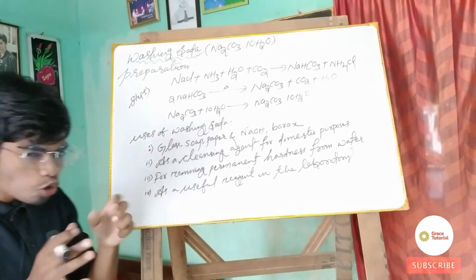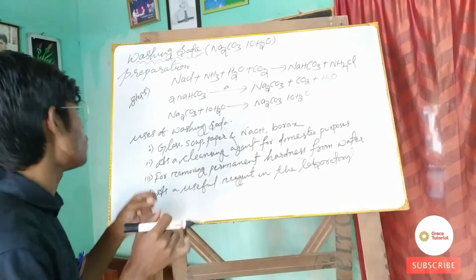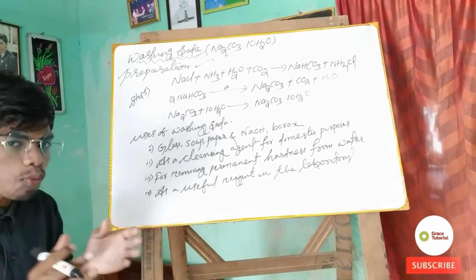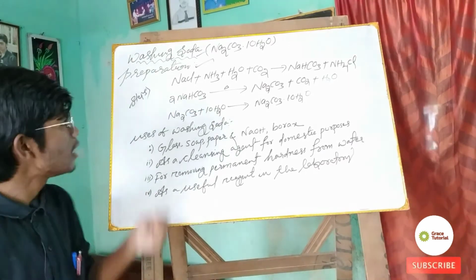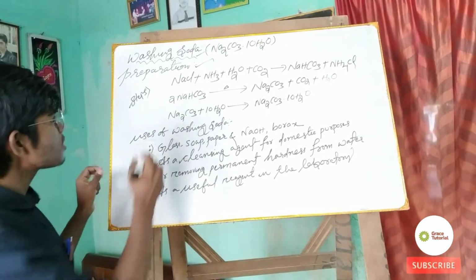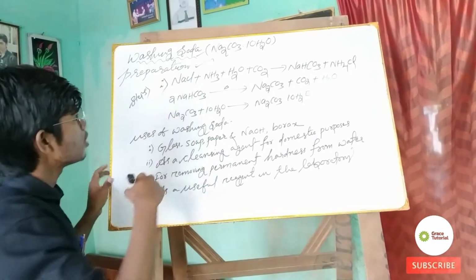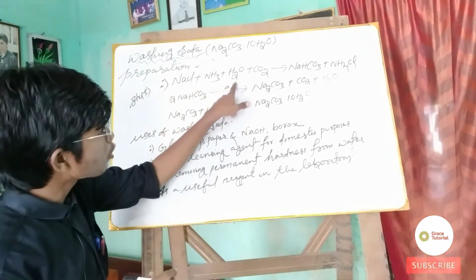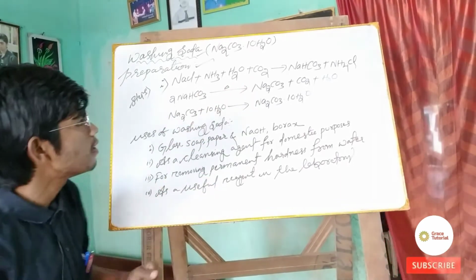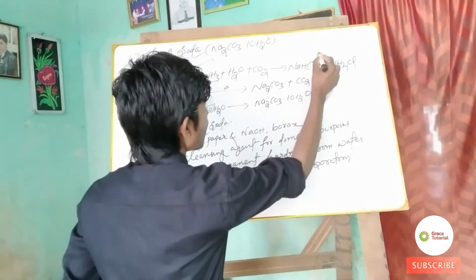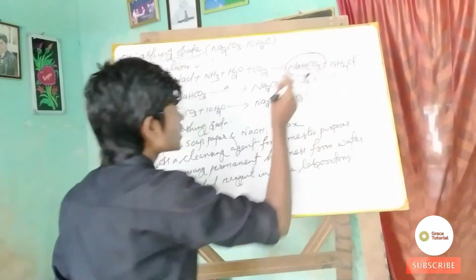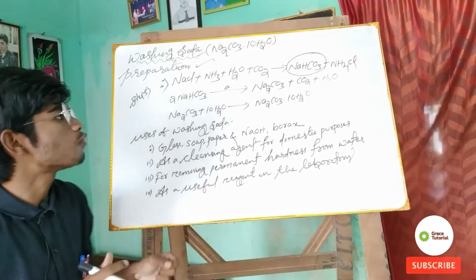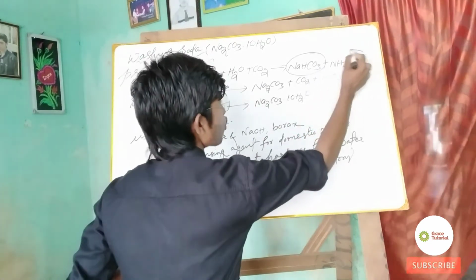But now the question is how washing soda is formed. What are the various steps that we need to follow in order to prepare washing soda? The first step is that sodium chloride on treatment with ammonia, water and carbon dioxide forms sodium bicarbonate, that is NaHCO3, or sodium hydrogen carbonate, along with ammonium chloride.